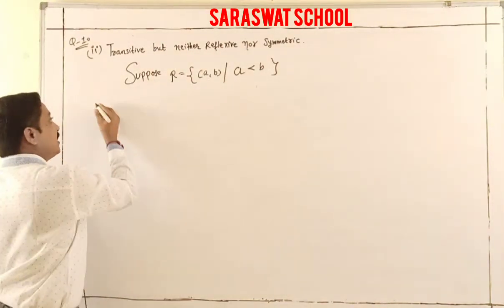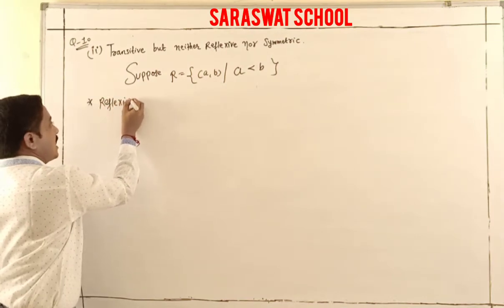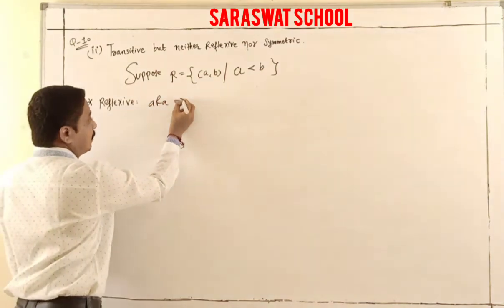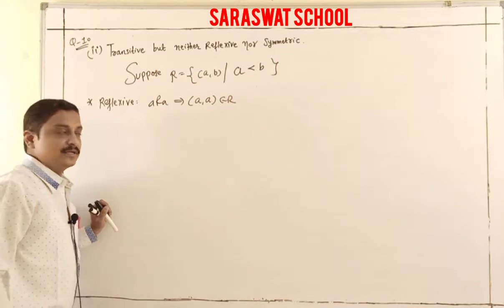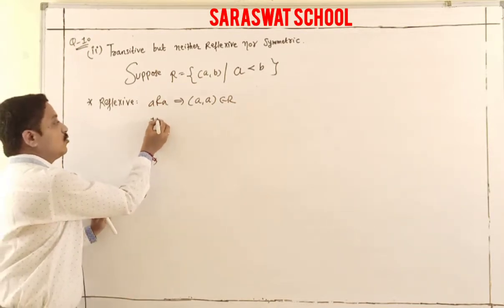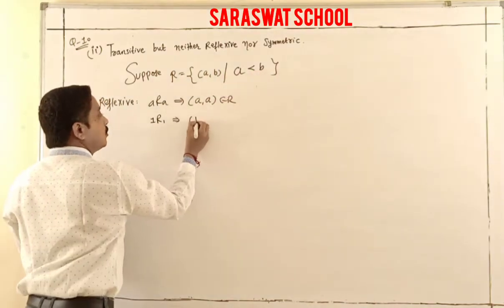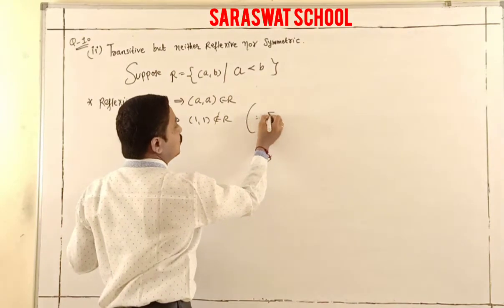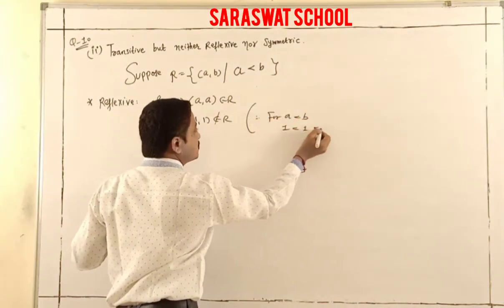So I explain one by one. First of all, reflexive. What is the reflexive rule? A relation A, A comma A belongs to R. So here I am taking any number, just like 1 relation 1. Check: does this 1 belong to R? No, because for A less than B, 1 less than 1 is false.